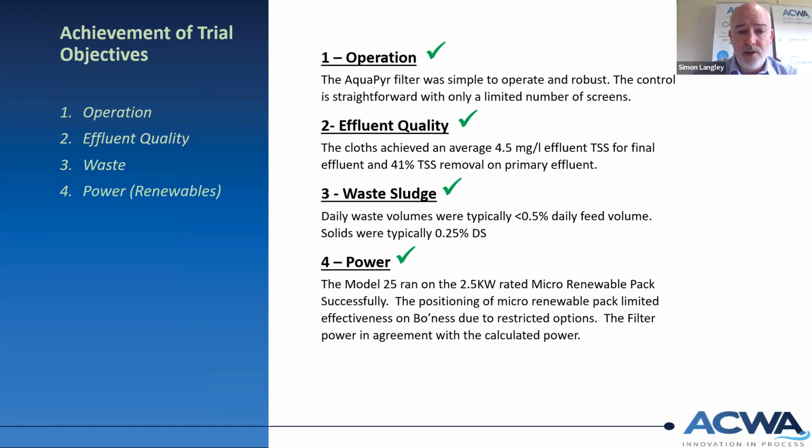So when we look back at the achievements of the trial objectives, the first one was operation. The feedback from the Scottish Water operators was that the aquifer filter was simple to operate and robust. The control of our unit was very straightforward, with only a limited number of HMI screens, so it wasn't particularly complex. The effluent quality that the cloths achieved was an average of 4.5 mg/L total suspended solids for final effluent and 41% removal of total suspended solids on primary effluent.